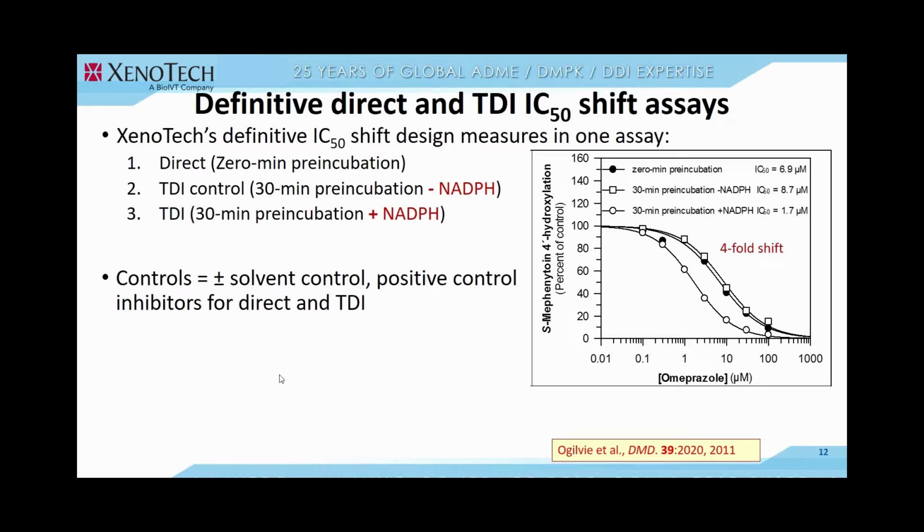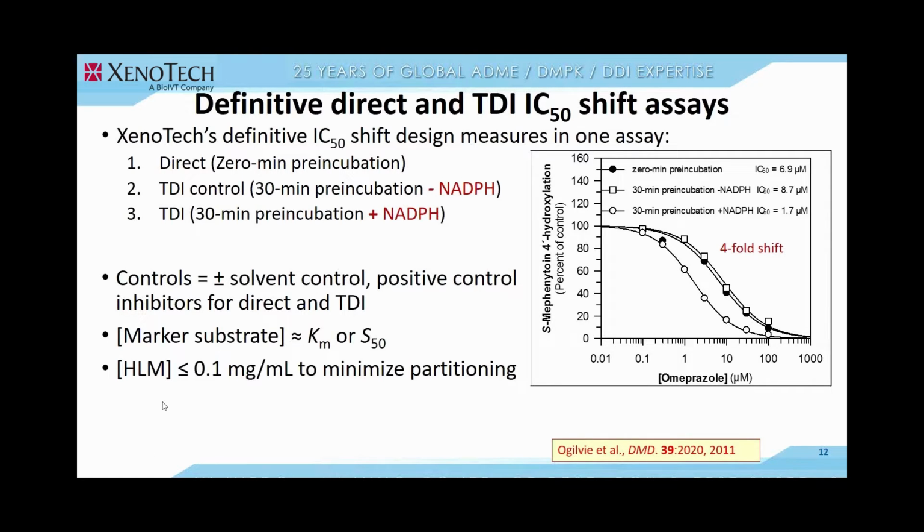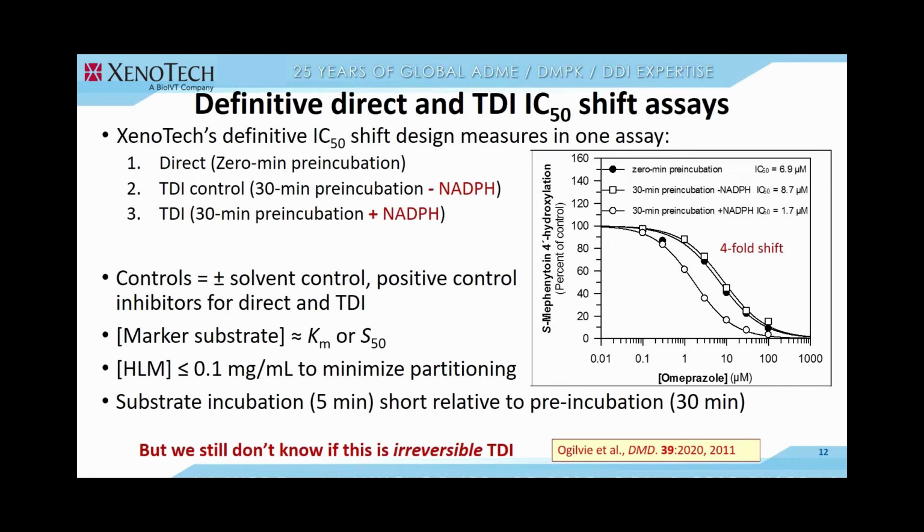So controls also include, obviously, the solvent control, and positive control inhibitors for both direct and time-dependent inhibition. And the marker substrate is set at Km, or the S50 for the reaction. What this allows you to do then is take that IC50 and very easily extrapolate with the Cheng-Prusoff equation to the Ki value. And in fact, we published on this in 2015. Lois Haupt is first author on that paper. Human liver microsome concentrations are set at less than 0.1 milligram per milliliter to minimize partitioning into those membranes and protein. And then the substrate incubation should be short, 5 minutes, relative to the pre-incubation of 30 minutes.